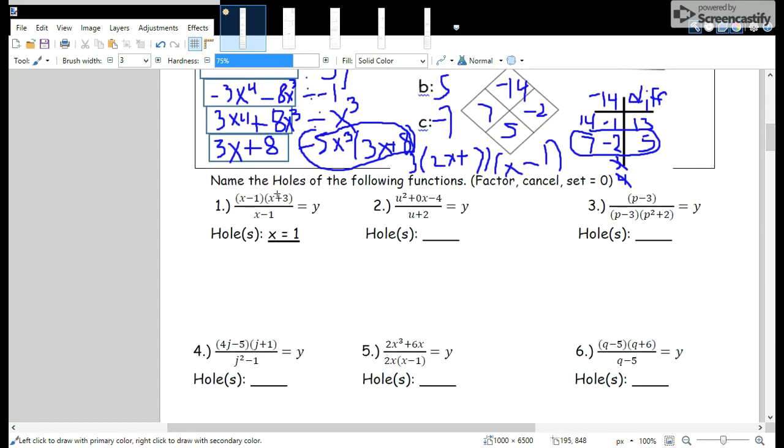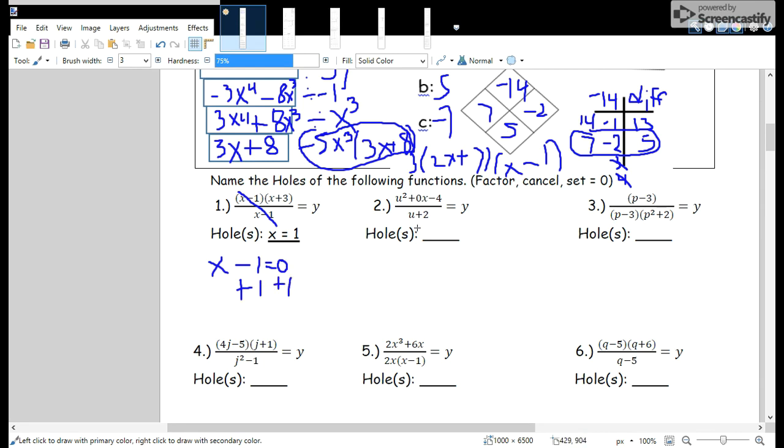Okay, let's look at these. Name the holes given the following functions. Factor, cancel, set equal to 0. So we have x minus 1, x plus 3, and x minus 1. These two factors cancel out, so there is a hole there at x equals 1, because if you set x minus 1 equal to 0, x would equal 1.